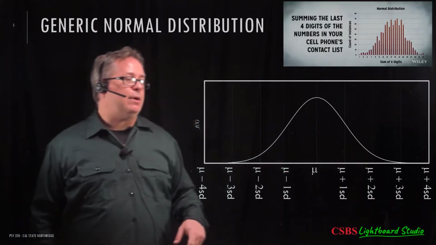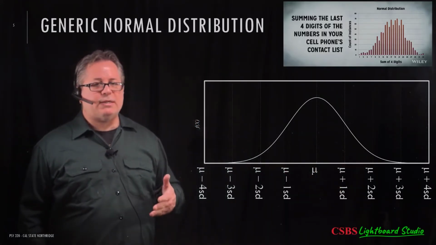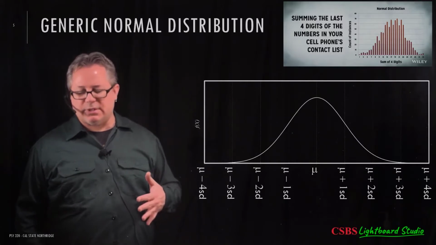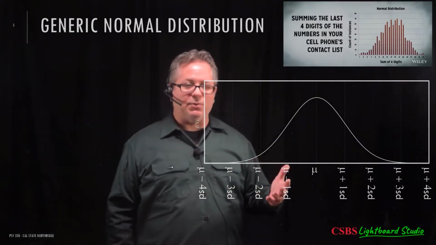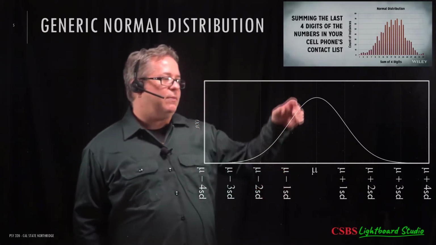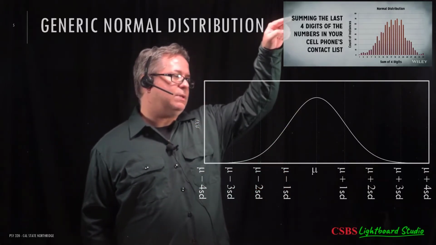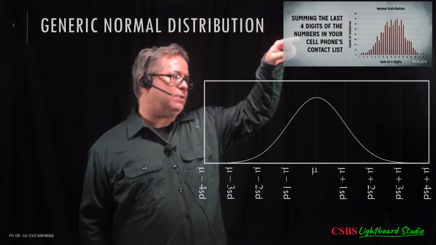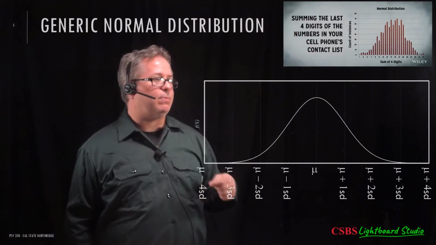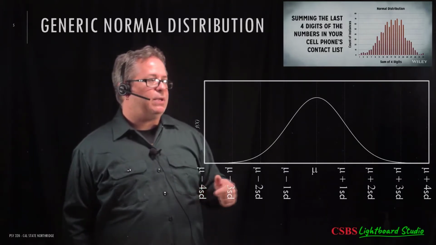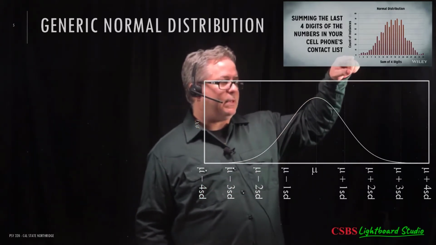Okay. So when we say that lots of things follow this idea of a normal distribution, someone might think this seems a crazy thing to say. If you were to sum the last 4 digits of the numbers in your cell phone's contact list, so take everyone that you know, the other contacts, and sum up the numbers, what you're going to get is a distribution that is, again, look at this.